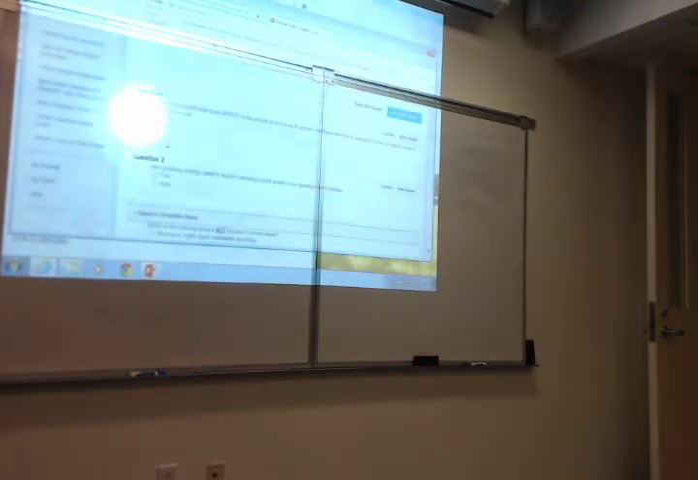True, false. Net operating profit after taxes is the amount of net income that a company would generate from its operations if it had no interest income or interest expense. Is that true or false? Net operating profit is the amount of net income we generate from its operations if it had no interest income or interest expense. Who says false?